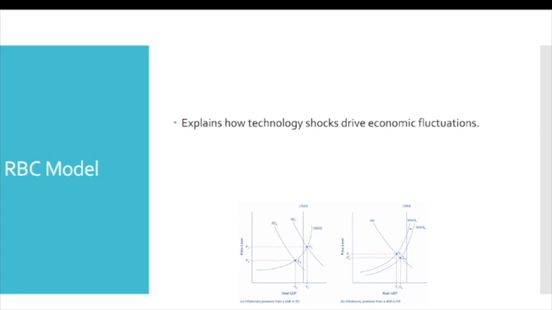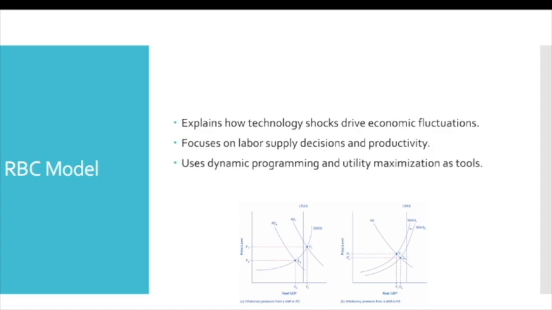So the real business cycle model, or the RBC theory, is all about economic fluctuations. It says that changes in technology and shocks in the economy, like discovering new ways to produce goods, can really cause booms and busts for the economy. But this is unlike the Keynesian model. It focuses on how people adjust their work and spending based on these shocks.